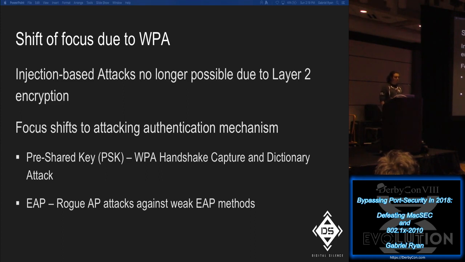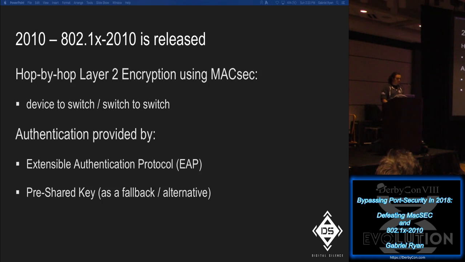Especially once WPA2 was developed, injection-based attacks were really no longer possible due to the introduction of layer 2 encryption. This actually resulted in a major paradigm shift in the way that wireless attacks were developed, implemented and executed. Instead of focusing on injection and intercepting traffic, wireless researchers and attackers began focusing on attacking the authentication mechanism. So attacks against PSK, you have the WPA handshake capture and resulting dictionary attack. You also have the more recent PMK ID attack. Then you have the rogue AP attacks that you'd use against EAP in cases where weak EAP methods are used.